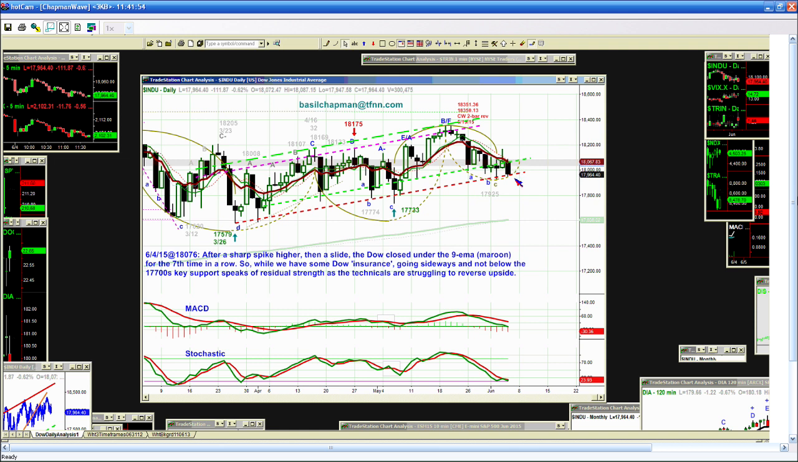The close could see us reverse once again. I don't think so. I think we've kind of used up that, that boat sailed, maybe. All right. But the stochastic's making a little W formation. And from a W formation, you can get a reversal to the upside. I have to grab the 120-minute chart. Well, what does the 120-minute chart say?